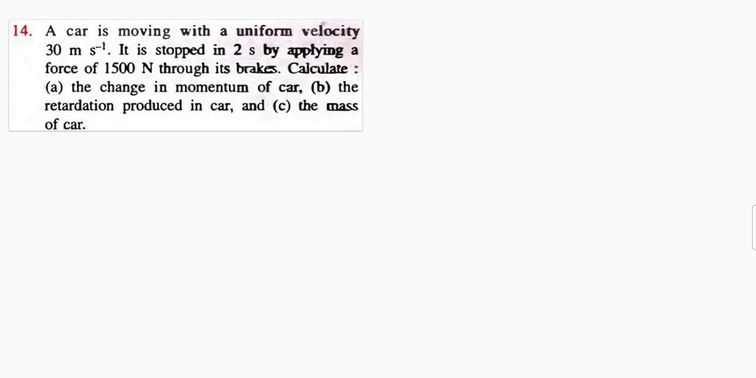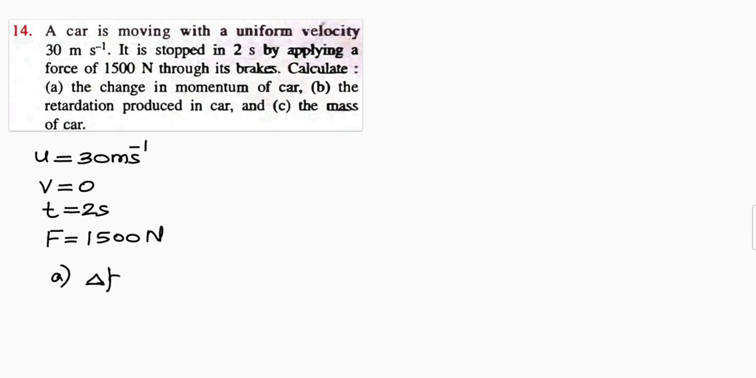Question number 14. A car is moving with uniform velocity of 30 meters per second. So U is 30 meters per second. It is stopped in 2 seconds. That means V is equal to 0, and the force applied is 1500 newtons. Calculate the change in momentum. According to Newton's second law, change in momentum is nothing but equal to force into time. Force is nothing but 1500 and time is 2 seconds. So therefore the answer is 3000 newton second.